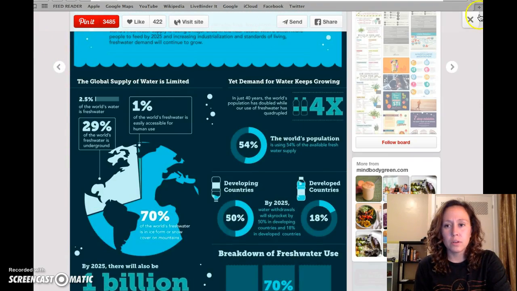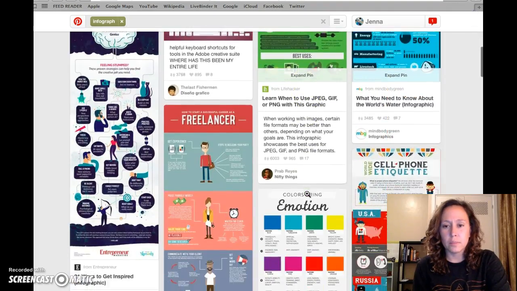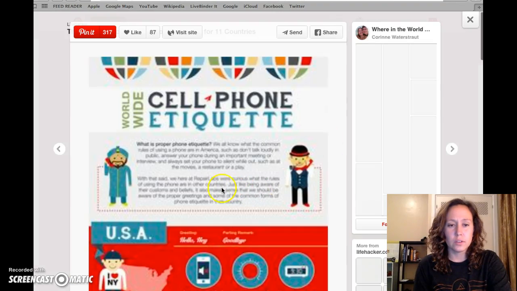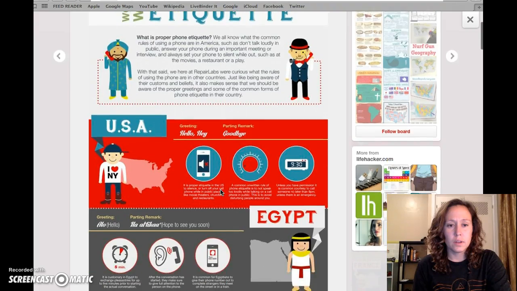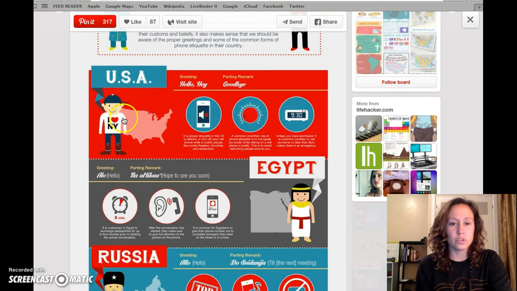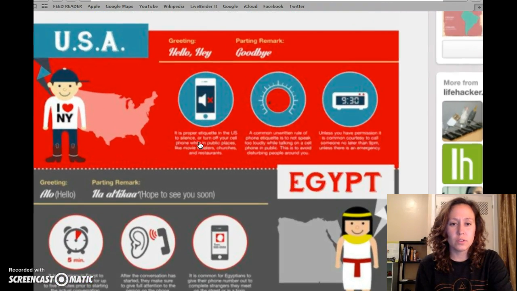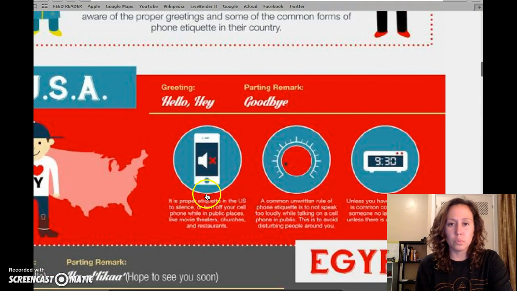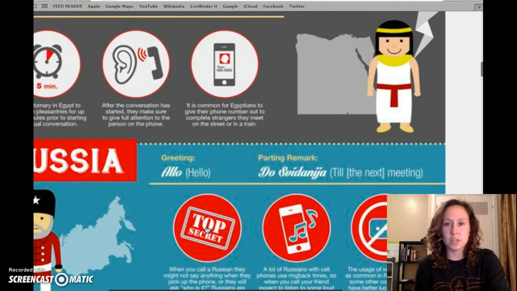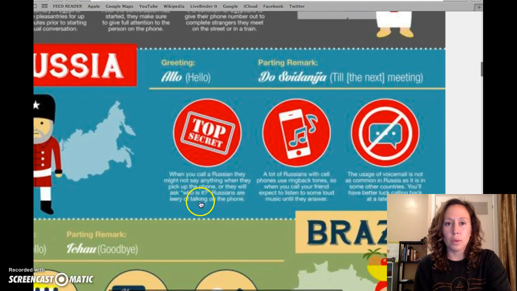Let's take a look at another one. So here's one that might interest more people. Cell phone etiquette around the world. And so notice they use graphics that represent different cultures and pictures, but notice they also, if you look closely, use words as well. So it's not that you cannot use words in your infograph, but it's that it needs to be supported by some kind of visual representation, whether that's a chart, a graph, statistics, or just some sort of pictorial representation.